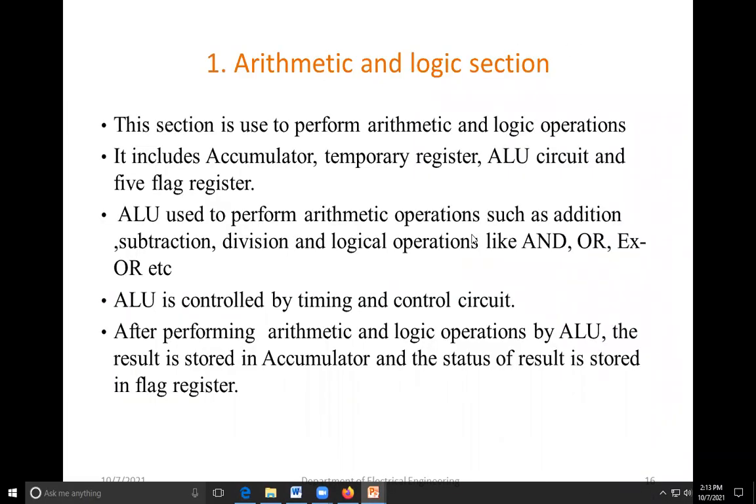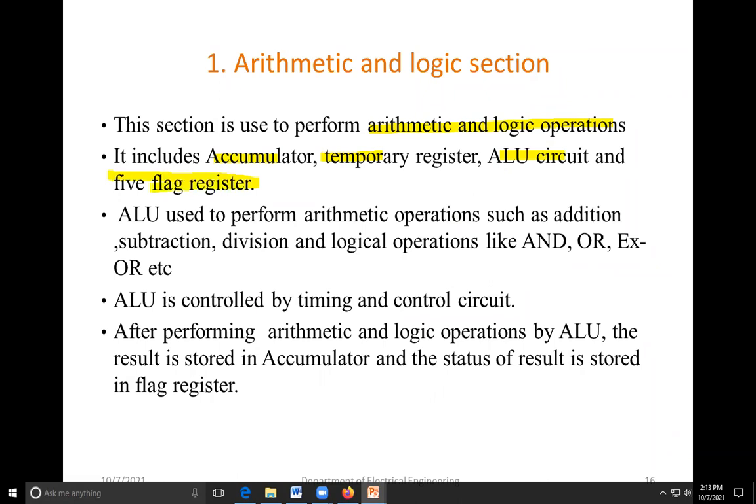First is the arithmetic and logic unit. What it is doing is it is used for arithmetic and logic operations. The parts present in it are the accumulator, temporary register, ALU, and 5 flag register.